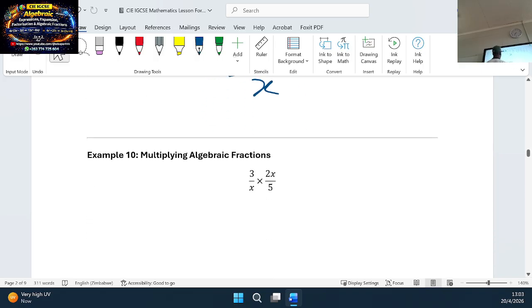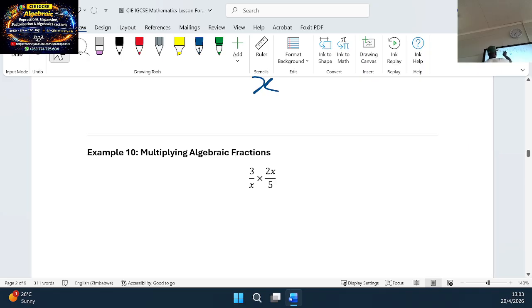Then moving to the 10th problem, here is multiplication. So we are allowed to go either diagonal or in line. It's up to us as we try to simplify. And what I can see here is if I go diagonally, there's x and x, they cancel. So I end up having 3 times 2, which is 6 over 5.